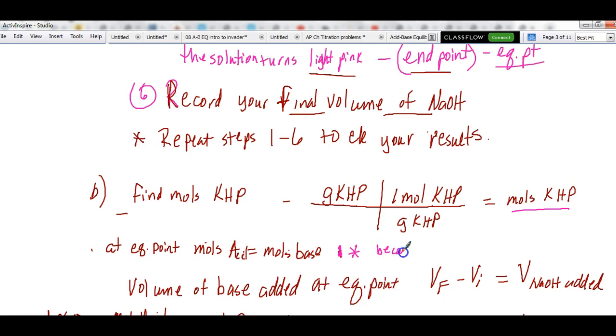Because KHP is a monoprotic acid, stoichiometrically, there is a 1-to-1 molar ratio between KHP and NaOH.